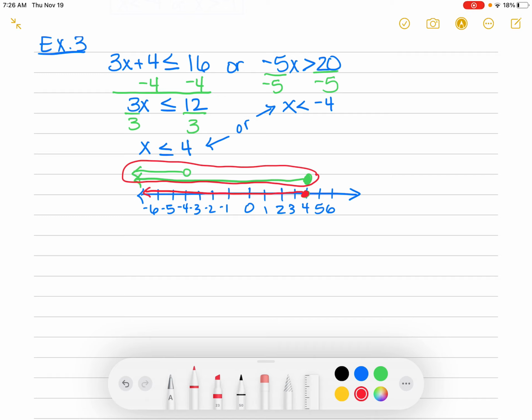Okay, so if I have that as my answer, then my answer would be x is less than or equal to 4. And that's my answer. Right? Okay.